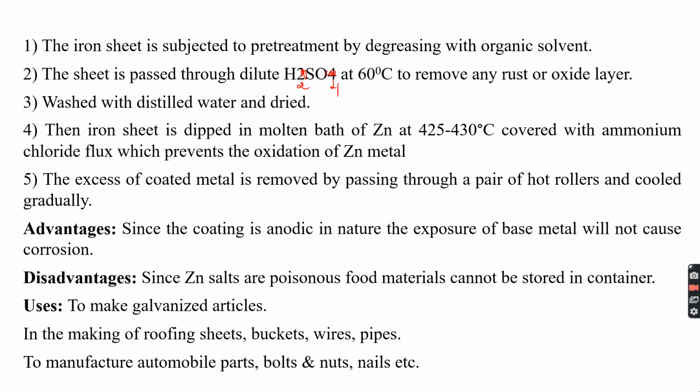In the making of roofing sheets, buckets, wire, pipelines, even in the manufacture of mobile parts, the iron metal is subjected to the galvanization process. Another type of metal coating is called tinning. It is the coating of base metal with a noble metal like tin; the process of coating a base metal with tin is called the tinning process.